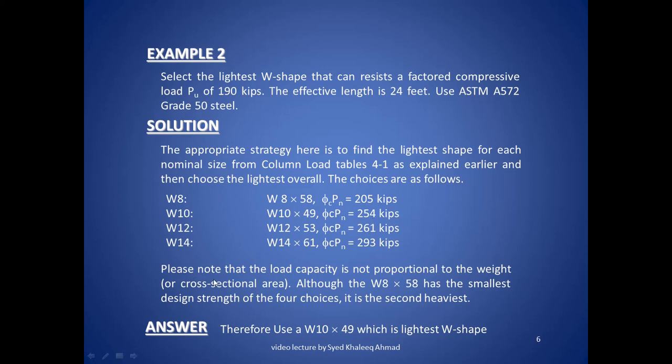You should also note that the load capacity is not proportional to the weight or cross-section area, because this is about critical load. Although the W8 by 58 has the smallest design strength of the 4 choices, it is the second heaviest, and the lightest is W10 by 49. Therefore, we will use W10 by 49, which is the lightest W shape.